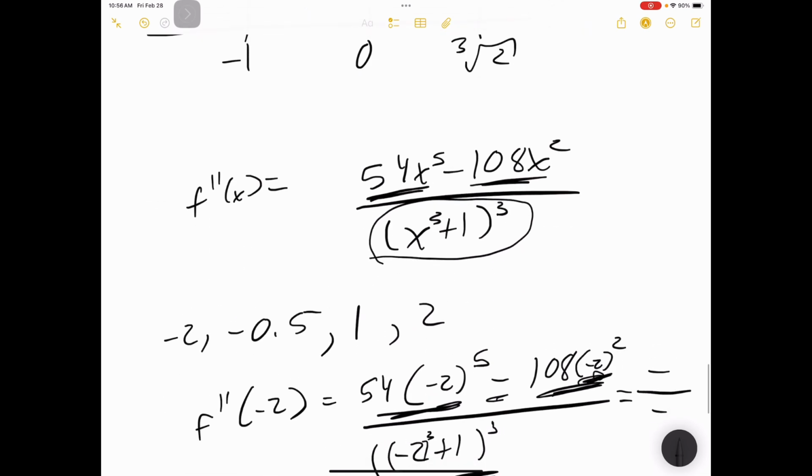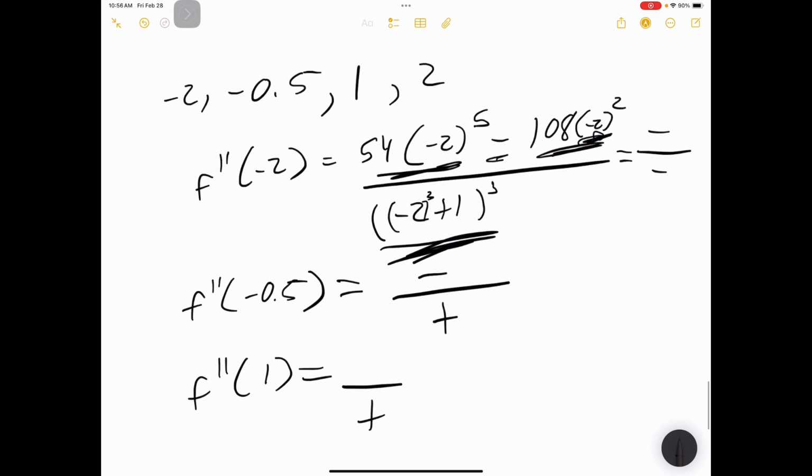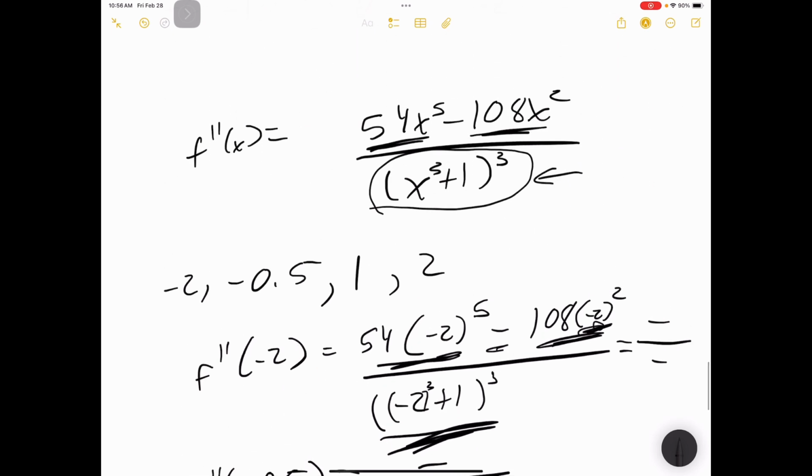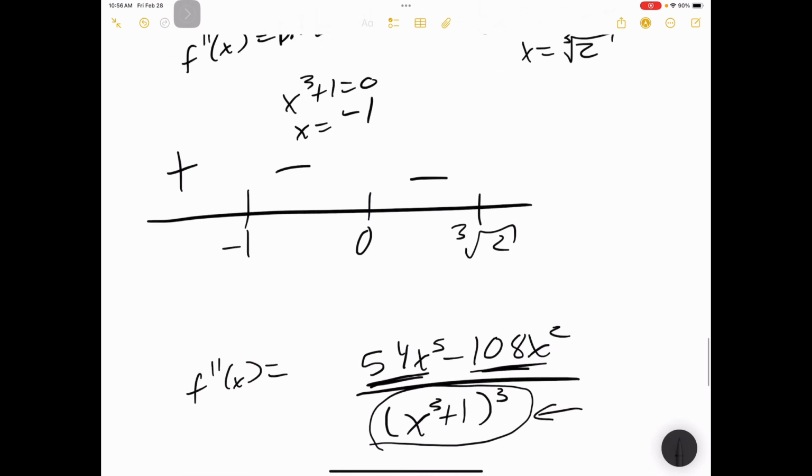Plugging in the point 1 is pretty easy. The denominator is definitely going to be positive for f double prime of 1, because we just have 1 plus 1 cubed. And then in the numerator, we're plugging 1 in. 54 minus 108 is negative. So we get negative over positive. I'm going to get another minus sign here.